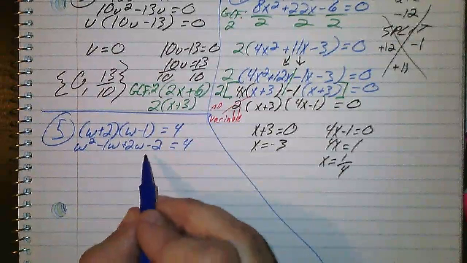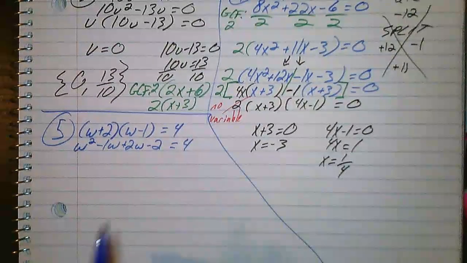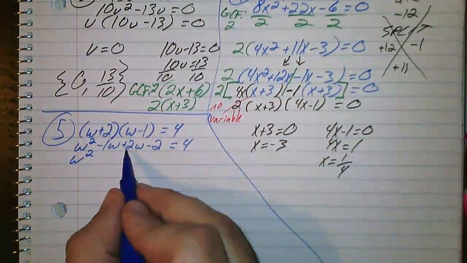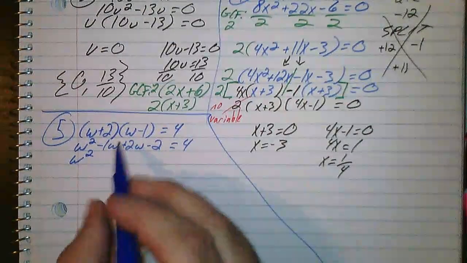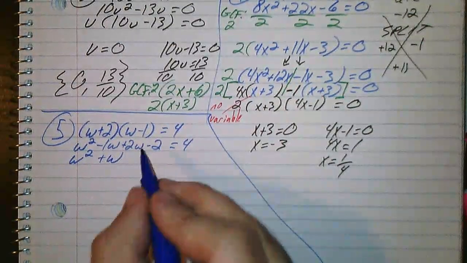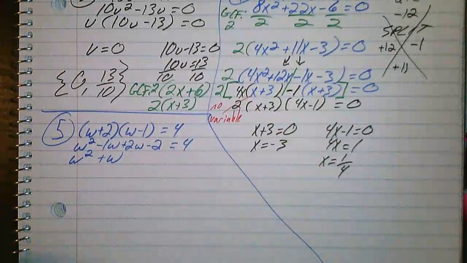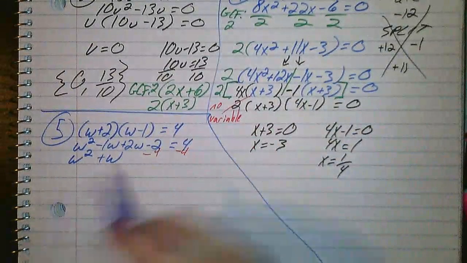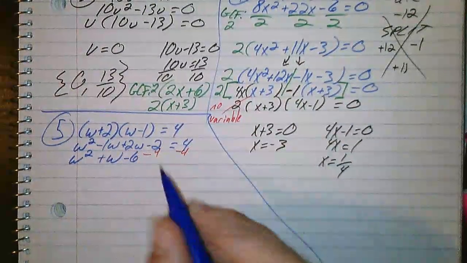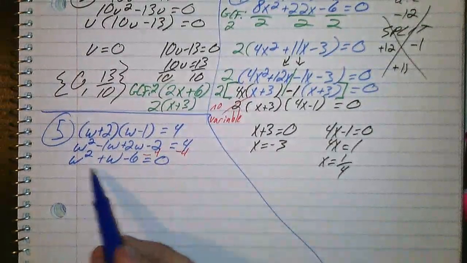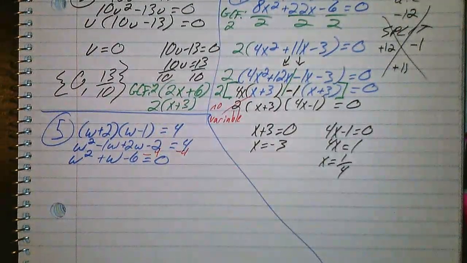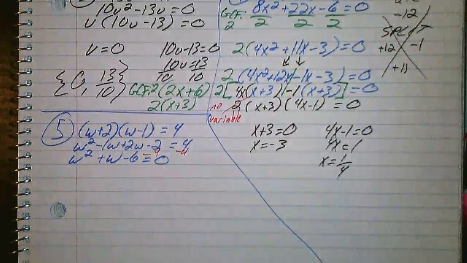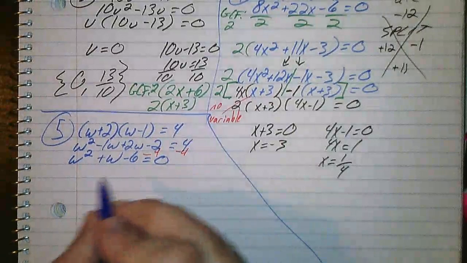Again, students will FOIL this and then try to factor it again, but right now we're just combining like terms. Negative 1W plus 2W is positive W. And I'm going to subtract this 4 from both sides. So negative 2 minus 4 is negative 6. And we're set equal to 0. So we have to FOIL. We have to move this 4 over. And now we factor this.